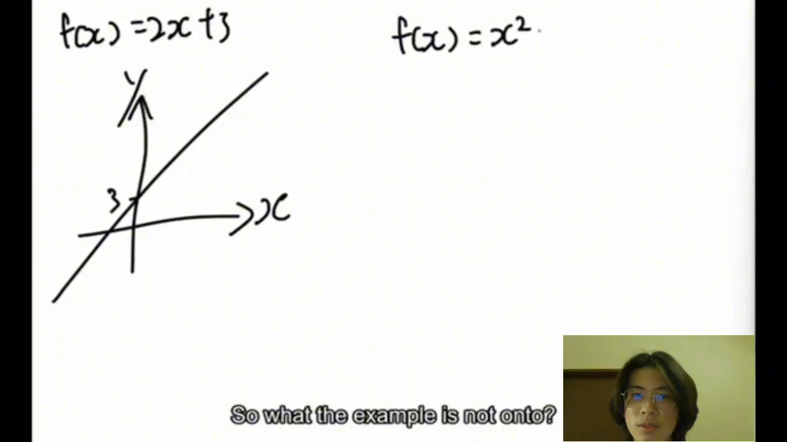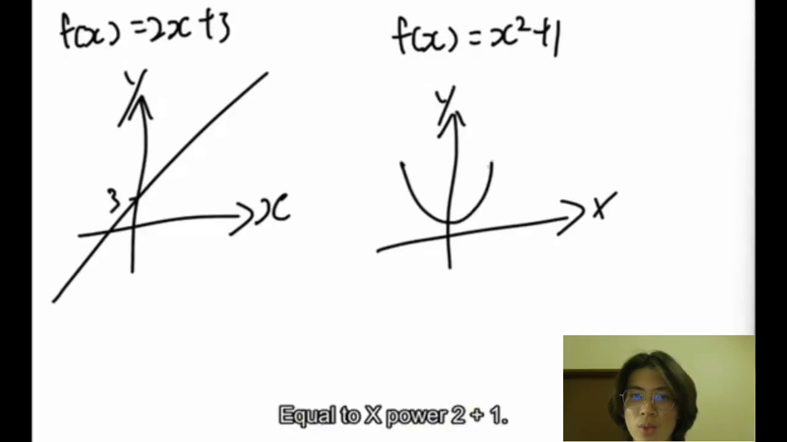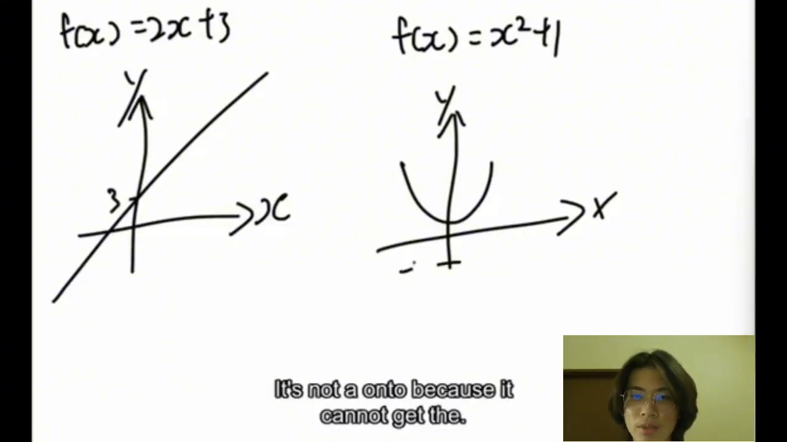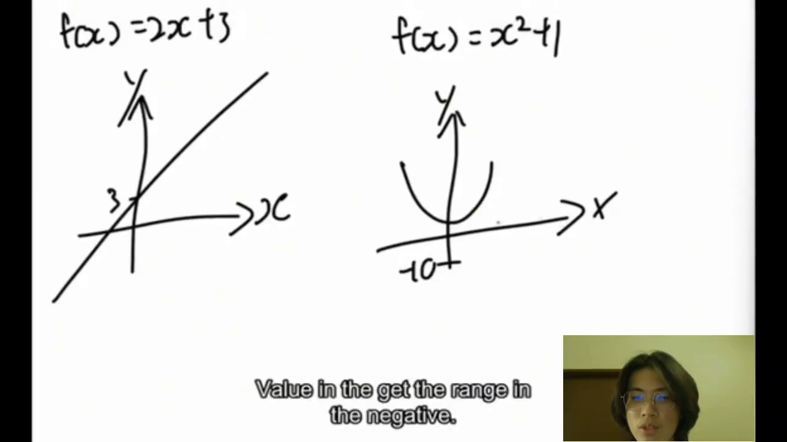An example that is not onto is like this: f(x) equals x squared plus 1, with the graph like this. It is not onto because it cannot get values in the range that are negative.